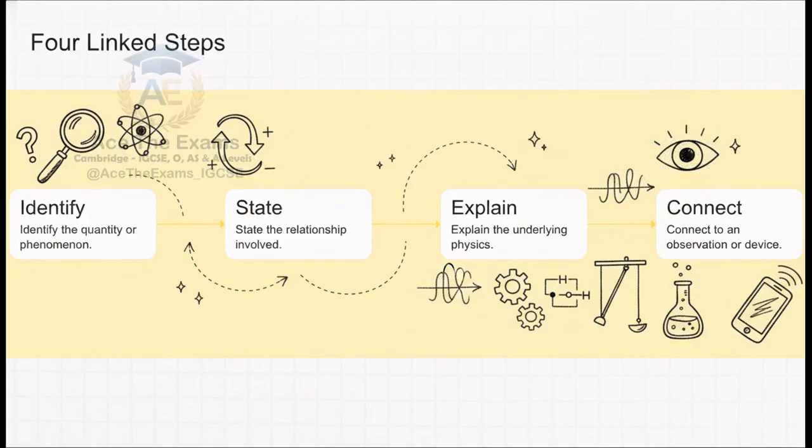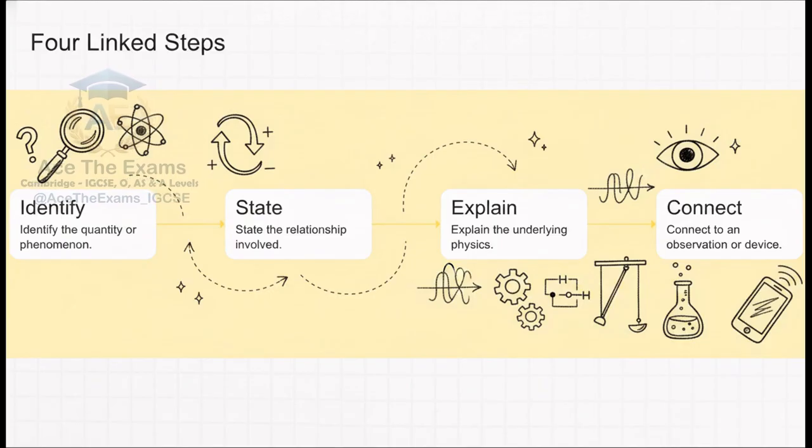But to really crush this, we need to break down the physics-specific assessment objectives and reveal what top students use: the PEEL framework. That stands for point, evidence, explanation, and link. Step 1 here is your point. Identify what you're even looking at. Step 2 is your evidence. State the relationship or formula. Step 3 is your explanation, the underlying physics making it happen. And step 4 is your link, connecting it to an observation or device.